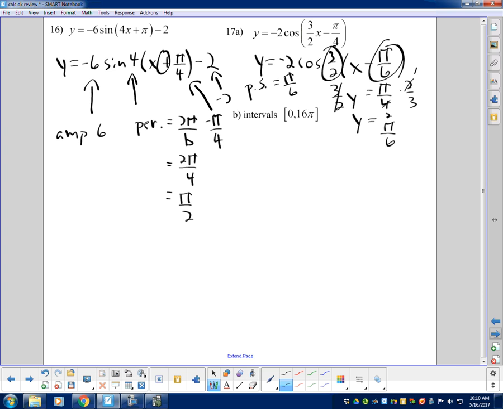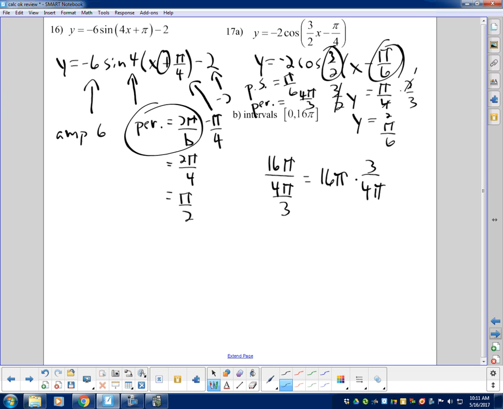For the period, you take this 3 over 2 and solve the same equation I did over here. So 2 pi over 3 over 2 is 2 pi times 2 over 3, which is 4 pi over 3. So the period is equal to 4 pi over 3. All right, in part B, it says how many complete cycles does it complete over the interval from 0 to 16 pi? So we take 16 pi and divide it by 4 pi over 3, which is the same as 16 pi times the reciprocal, 3 over 4 pi, and it looks like 12 cycles.